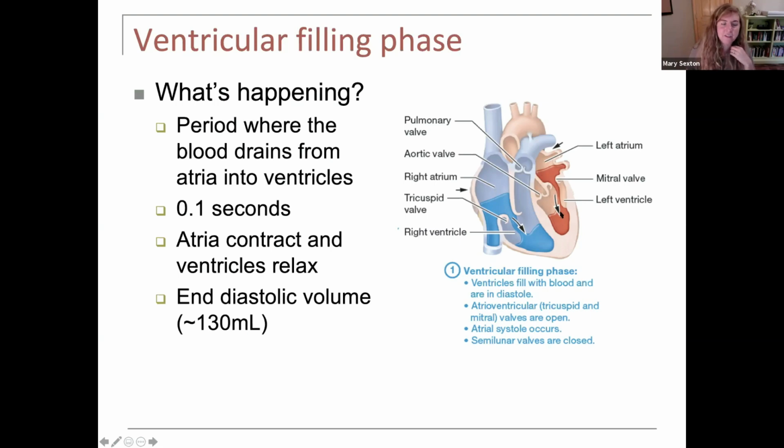Now, at the end of the filling phase, we have end diastolic volume. That refers to what's happening in the ventricles. So what do we say the term diastole meant? Relaxation. So this is the end volume in a relaxed ventricle. Think about that. Would the end volume in a relaxed ventricle be full or empty? It would be full. So this is about the fullest that each ventricle ever gets, because they have to be full, and then when they contract, they're going to push blood out. So a full ventricle, the end diastolic volume, is about 130 milliliters per right ventricle and per left ventricle.